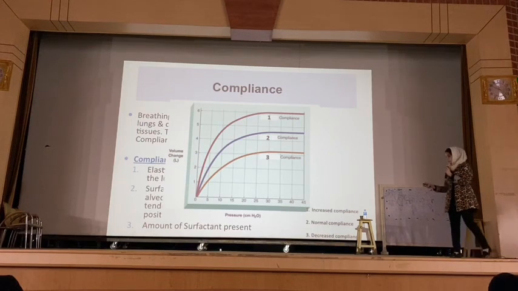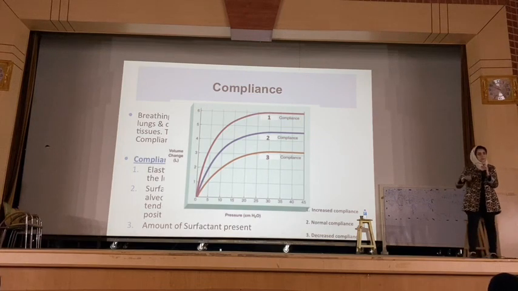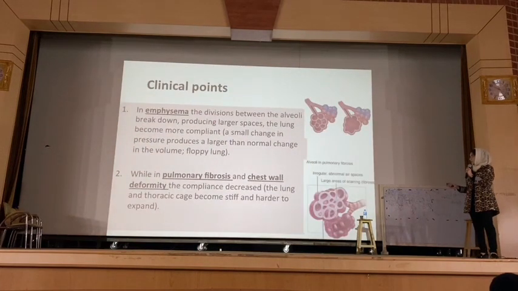It needs greater pressure change. When compliance is increased, to take 2 liters of air the pressure change needed is lower than normal, but it needs 2.5 centimeters H2O in order to increase the volume.